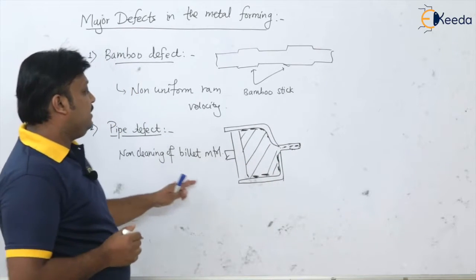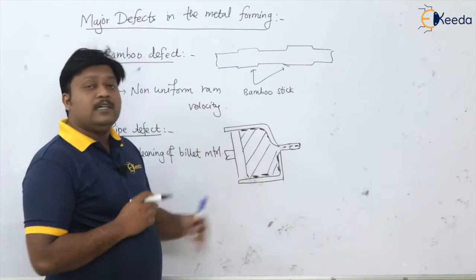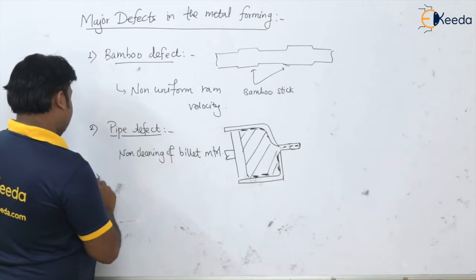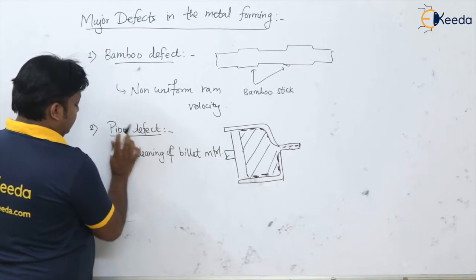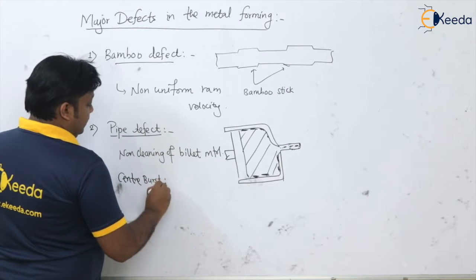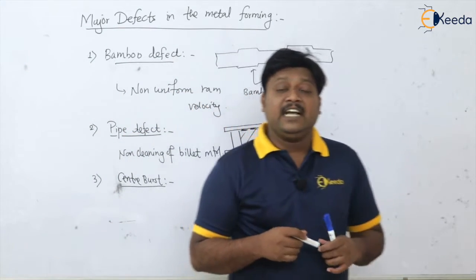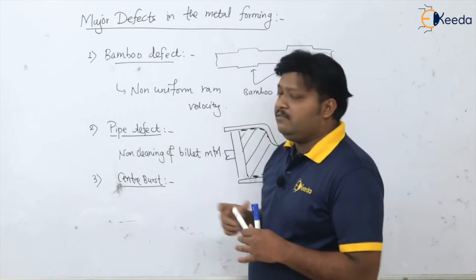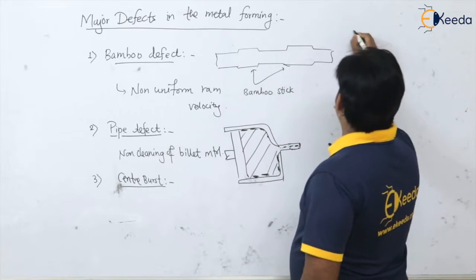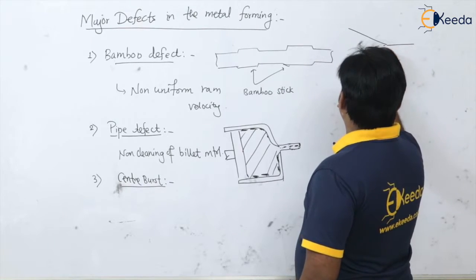So we have to clean the billet material properly before placing it into this closed rigid container. Then the third defect that we are having is the center burst. Generally the center burst occurs with too large a deformation gradient along the cross section. For example, we are having the alpha value. Alpha is our half die angle, isn't it? So this is our angle alpha.